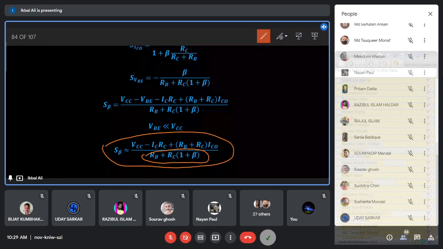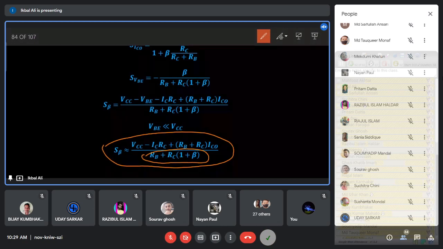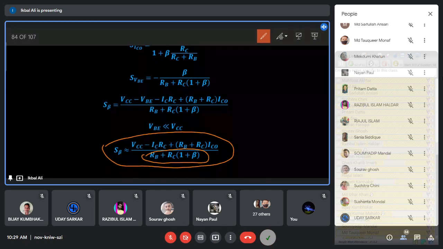That is why the collector to base bias circuit is much more stable compared to the fixed bias circuit. So to improve the stability factors, we have to change the construction of the biasing circuit. But both biasing circuits, the fixed bias as well as the collector to base bias, drive the transistor in the active region and can set the Q point in the middle of the active region.